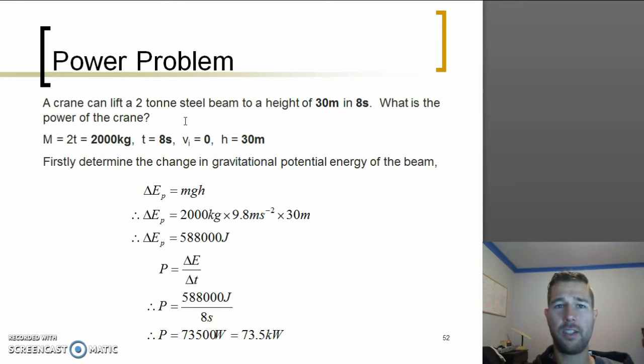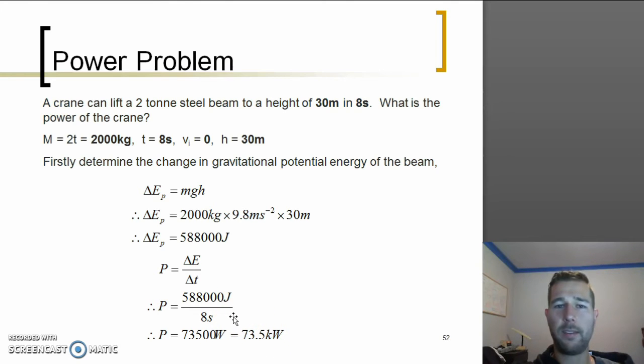Firstly, we determine the change in gravitational potential energy of the beam. In this case, we use the potential energy being mgh with this formula. Now that we've found the potential energy, we can use our power equation to work out the power. Having a look at this power equation, we see that with lifting the beam in 8 seconds, we get the power of the crane being 73.5 kilowatts.